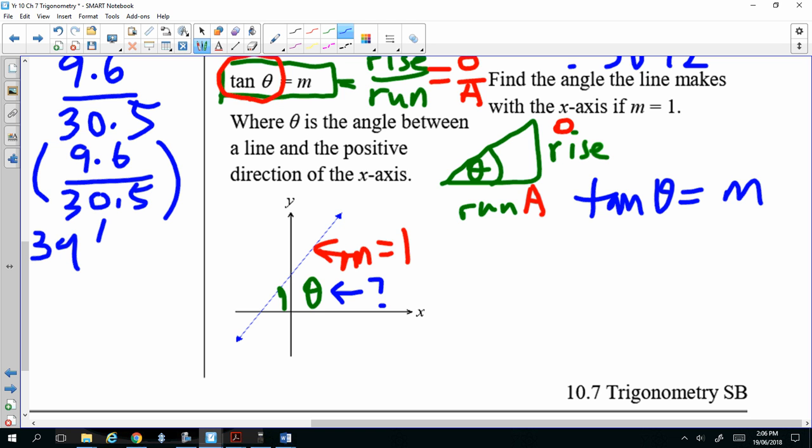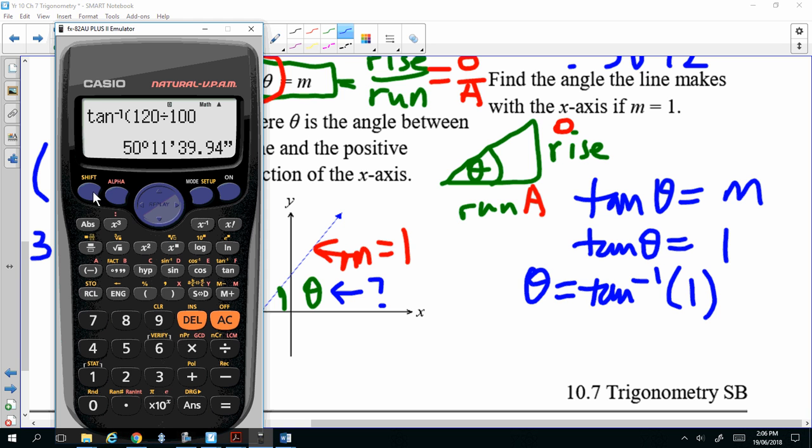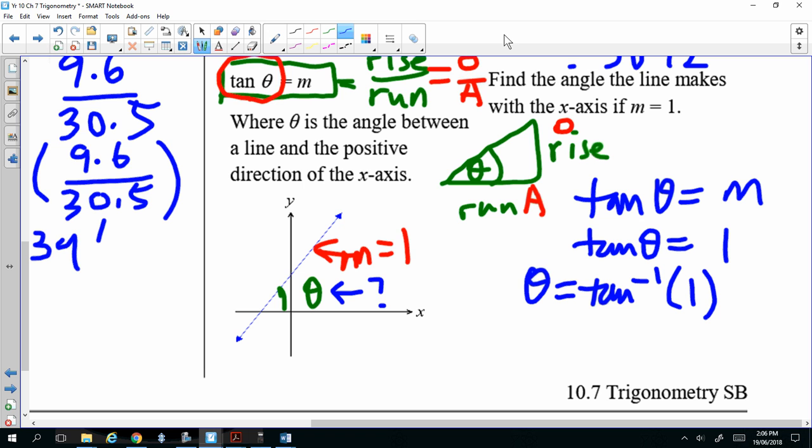And how do you find the angle? You just go Shift tan, which is tan inverse of 1. Do that on a calculator, see what angle it makes with the x-axis. So you go Shift tan 1, it should give you 45 degrees exactly. Which makes sense, isn't it? Because when the gradient is 1, it's exactly 45 degrees, halfway between the 90 degrees.